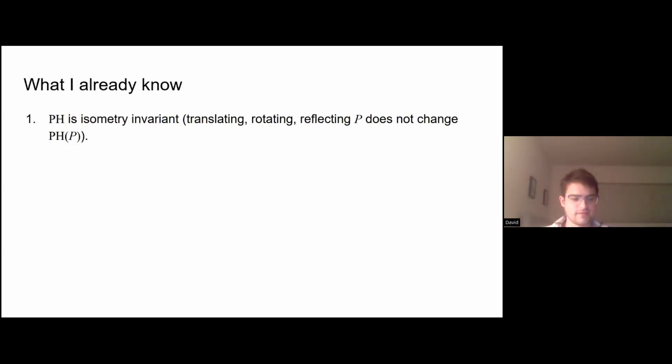Okay, so I was sort of surprised going into this, how little information I could find about the dimension of this space. So I'll tell you what I already knew going into it. The first is a well-known fact, which is that persistent homology is isometry invariant. So if I translate, rotate, or reflect my point cloud, that's not going to change its persistent homology with either the Čech or Vietoris-Rips filtration. This is something that we like, by the way. We like that persistent homology doesn't change under these alterations of our point cloud.